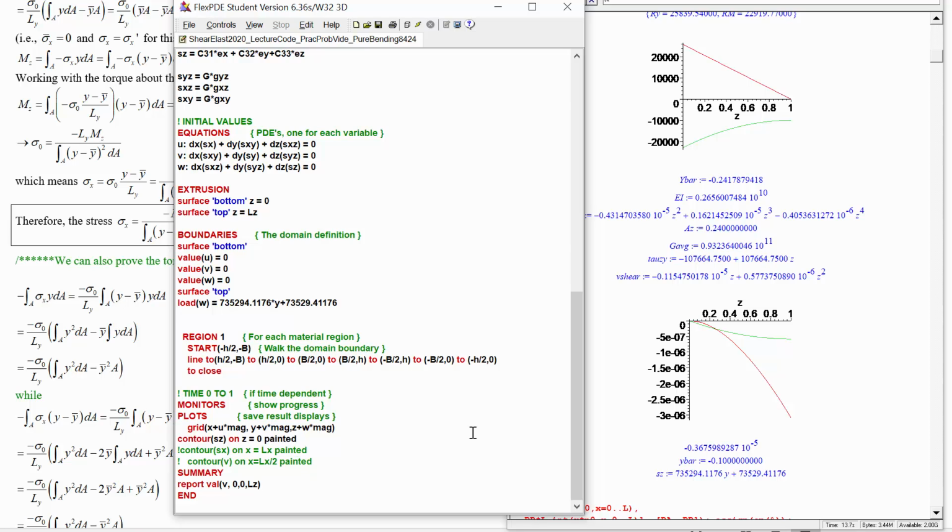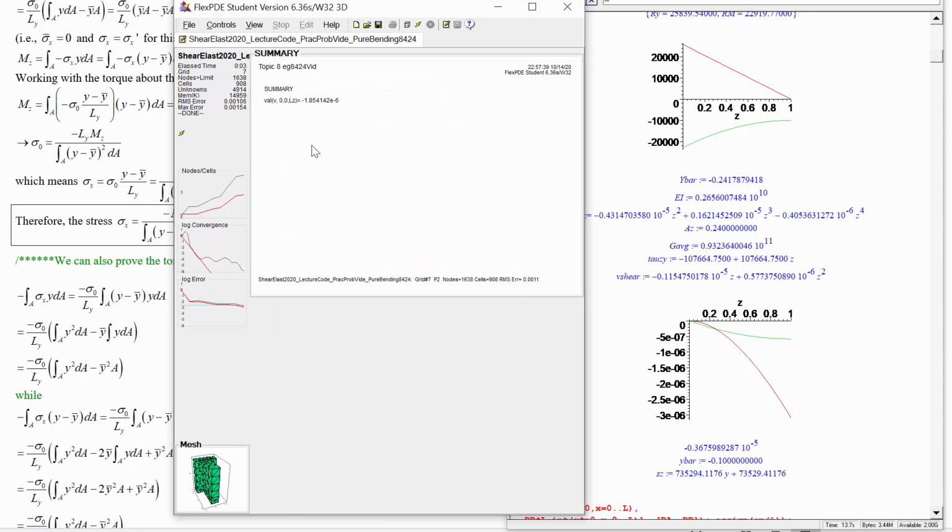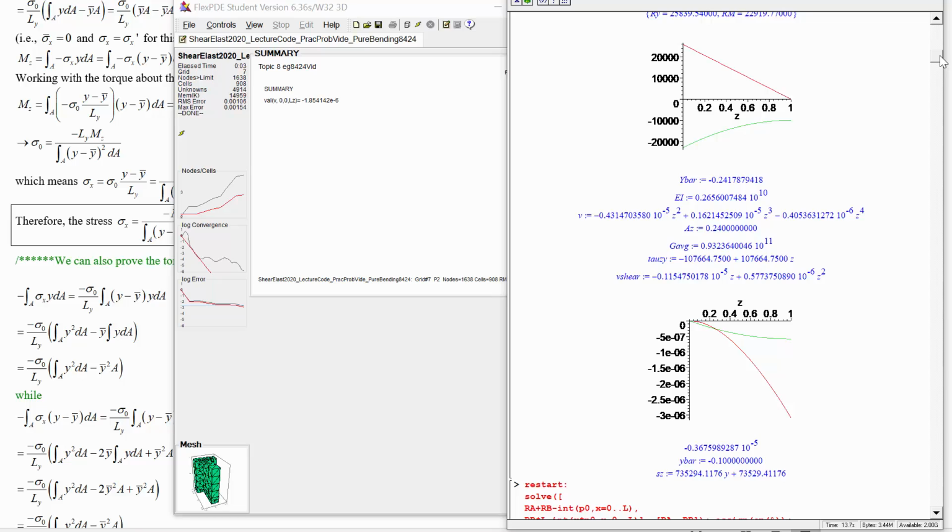Let's report the value at the end, and what do we get for that? We got a value which is negative 1.85 E minus 6, and this is, if we haven't made any mistakes, just the displacement that the applied moment should give by itself, not counting the density of this stuff, because we haven't incorporated that into FlexPDE yet. And this is about half of this total displacement.